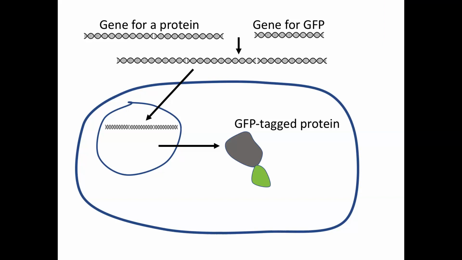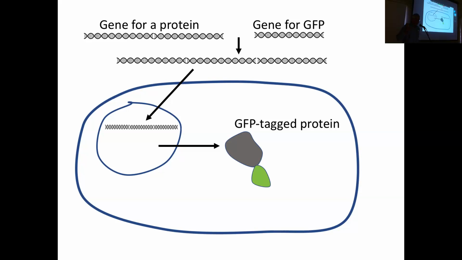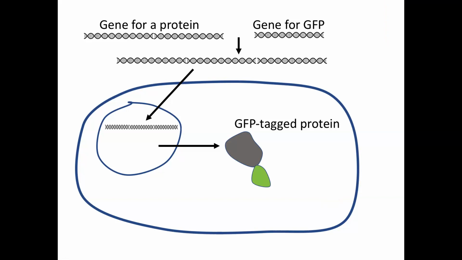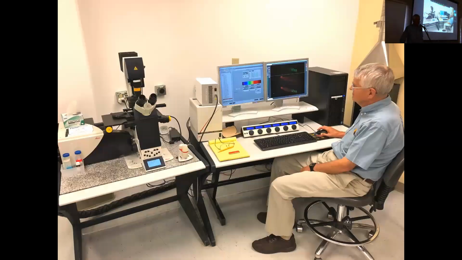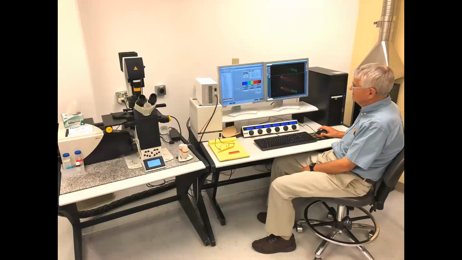Great example of how basic biology, why should your tax dollars be used to study jellyfish? Because it can lead to great innovations in molecular techniques. So the ability to tag proteins so we can see them is important breakthrough number one. Now, breakthrough number two is improvements in microscopy.